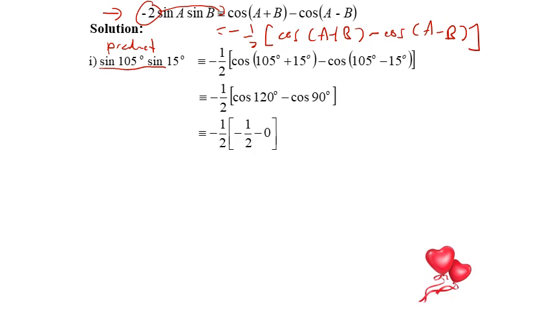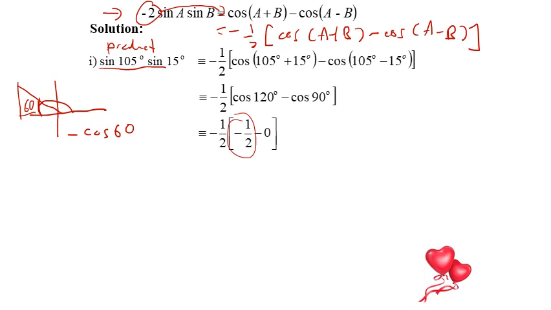Substitute the value. So how did we get negative 1 over 2? Remember, if it is an exact value, you have to use the triangle. So for 120, basically it is the second quadrant. For the second quadrant, the basic angle here is 60. And cos for the second quadrant is negative. So negative cos 60 in this case, so that's why we got negative 1 over 2 over here.